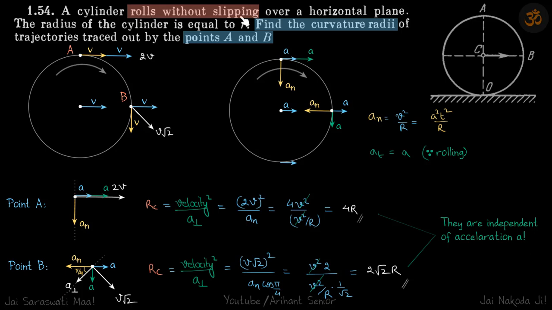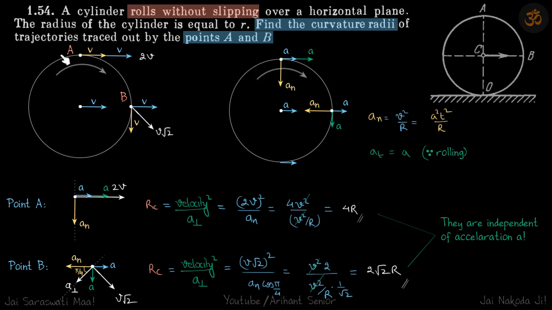So here a cylinder is rolling without slipping and we need to find the curvature radii of points A and B. So I suggest you watch question 1.53 if you haven't done it, because to find the radius of curvature we will be using the velocities and accelerations at these points. And how to find those velocities and accelerations I have explained in detail in question 1.53.